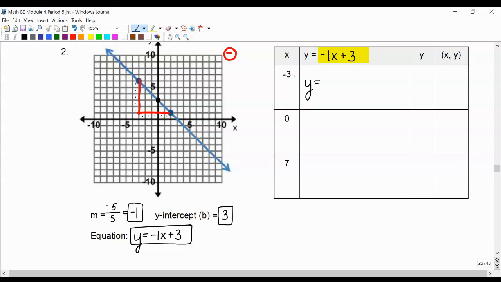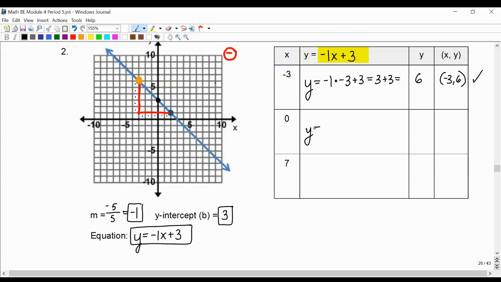So the first value they chose was -3. -1 times -3 is 3, and 3 plus 3 is 6. So (-3, 6). Let's go to our graph and double check that this is on our graph. (-3, 6) is this point. So it's already marked. So that checks out.